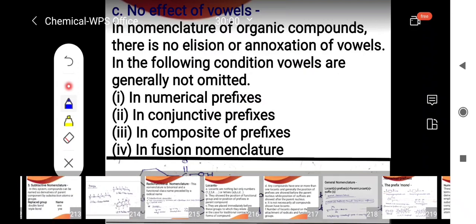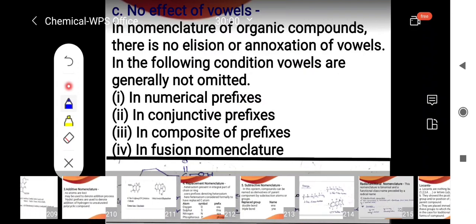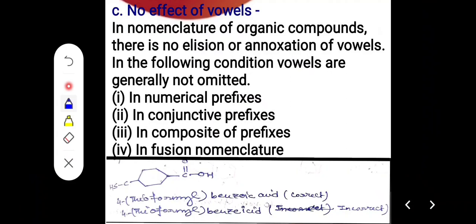Now we consider locants, additive, conjunctive nomenclature. This is about prefixes. So in numerical prefixes, in conjunctive prefixes, in composite prefixes, in fusion nomenclature, we do not omit the O. No addition or annexation of vowels can be there. Not only O, but A, E, I, O, U are not omitted.